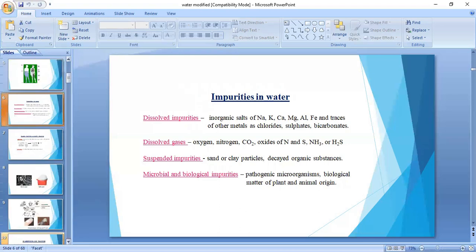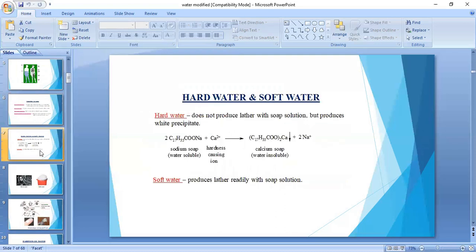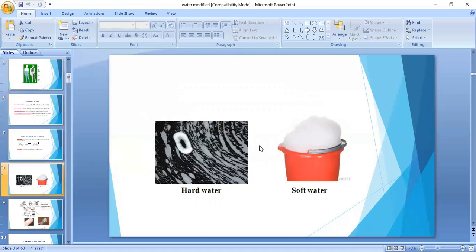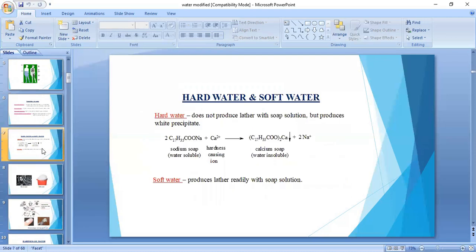And then next, we come to hard water and soft water. There are two types of water here, nothing but hard water and soft water. What is hard water and what is soft water? See this, differences between hard water and soft water. First, before going to what is hard water, what is the hardness of water?